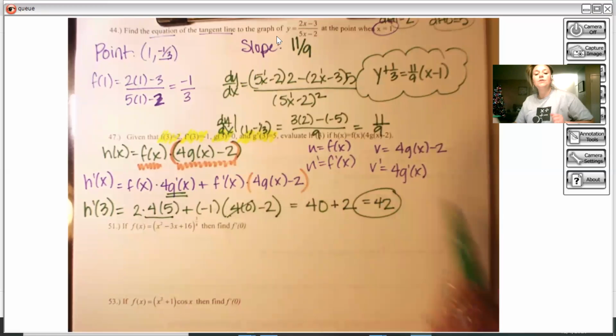Okay, now notice that one only asks me for h prime of 3. So I'm not trying to write the whole equation, the tangent line, unless I have to. Okay.